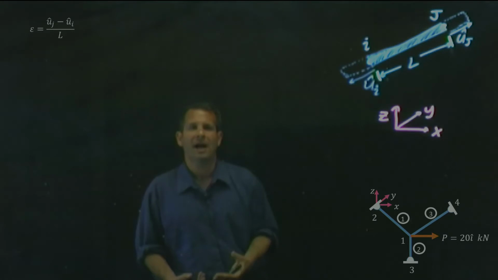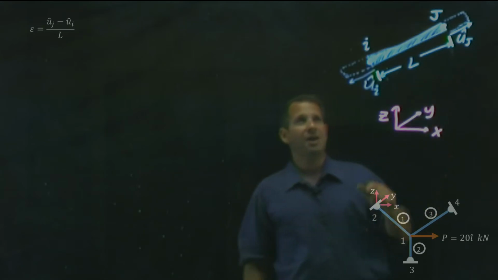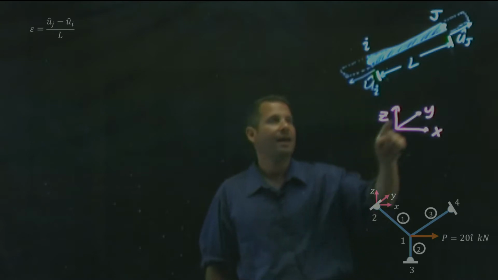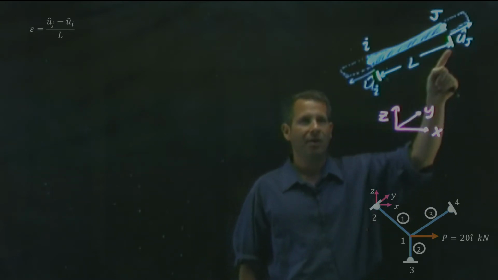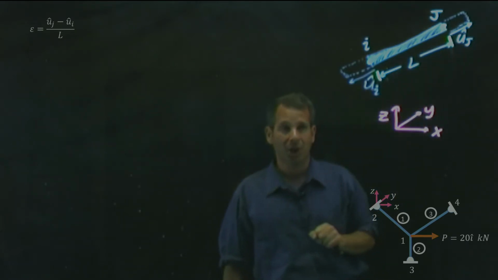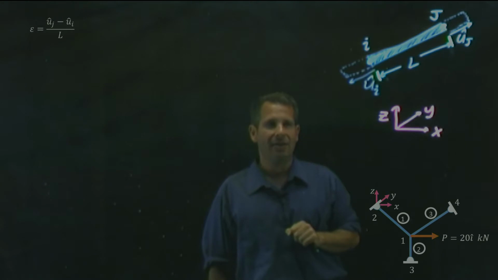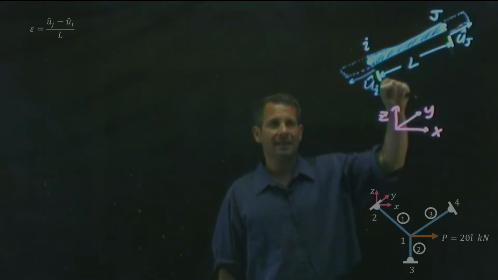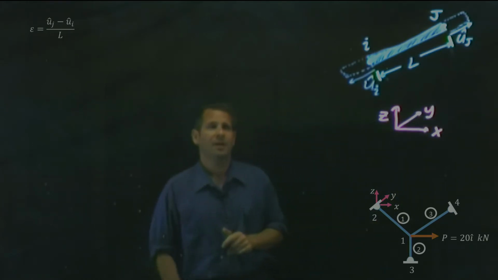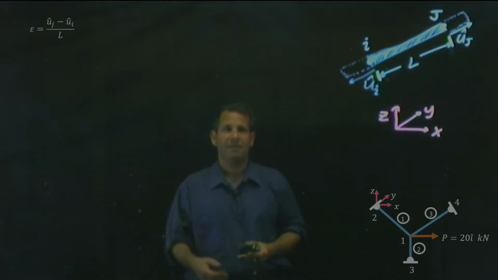Some force has been applied to this bar element, and due to that, this bar element has stretched, and node I has been displaced by some amount u_i hat, and node J has been displaced by some amount u_j hat. Remember, the u hat represents the displacement in the local coordinate system, where this direction is the i hat direction, and of course, this all exists in some larger global coordinate system, X, Y, and Z.